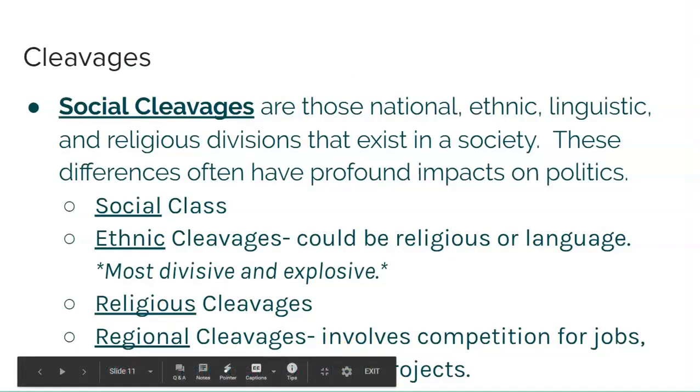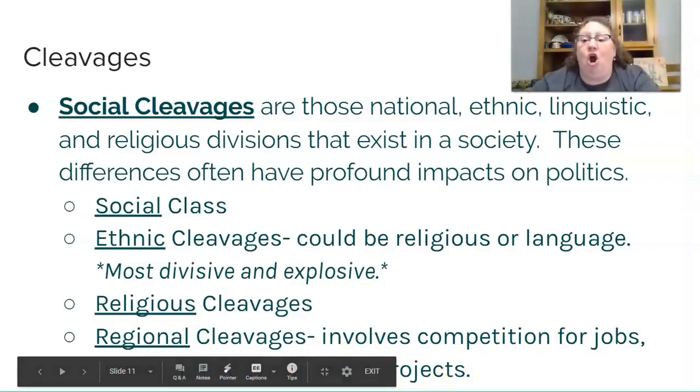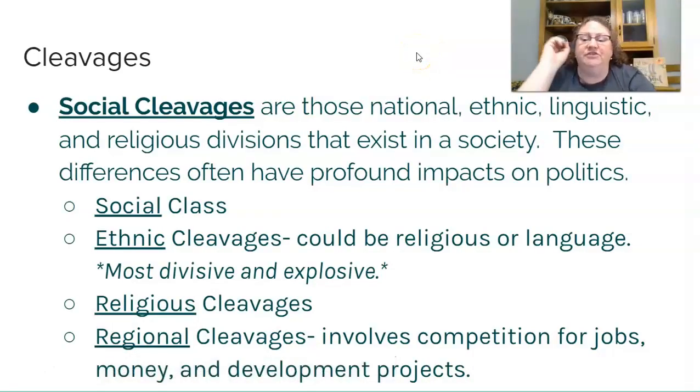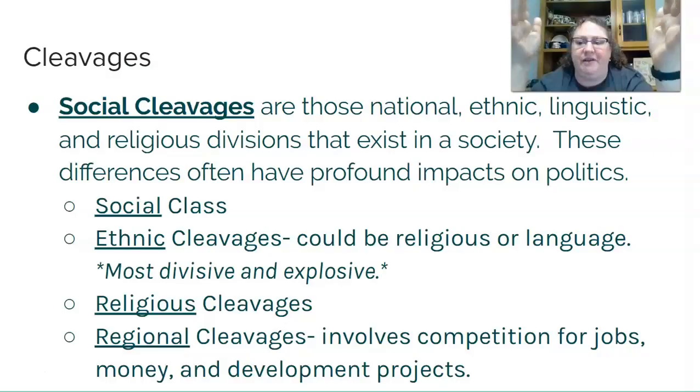So our last topic is cleavages. And so cleavages, simply put, are divisions. These are divisions that we see in society, and they can come in a variety of ways. Social cleavages are kind of our most common, but these are national, ethnic, linguistic, religious divisions that are in any society. So we have social class, ethnic, religious, regional. I'm going to give you major cleavages in every country that we study. Like, what are some of the most common cleavages that we see?